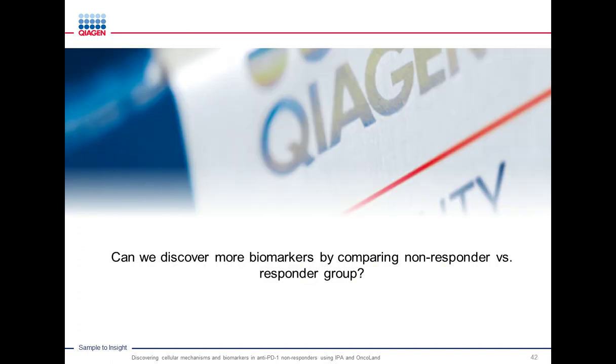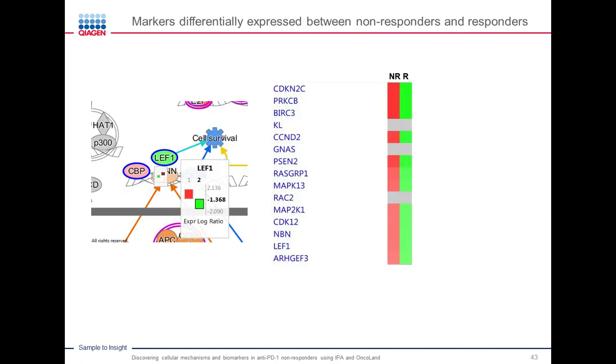Now that we have talked about mechanism of action, what about biomarkers? What type of biomarkers can you discover in IPA? I already mentioned one biomarker, which is LAF1, but in IPA, you can turn on this bar chart, and this bar chart will show you how LAF1 is up in non-responder, which is the red bar, and down in responder, which is the green bar, right? So again, we would expect cell survival marker LAF1 to be up in non-responder and down in responders. And similarly, other markers, such as the ones you see on the right-hand side, such as CDKN2C and BERK3, are also all up in non-responder and down in responder.